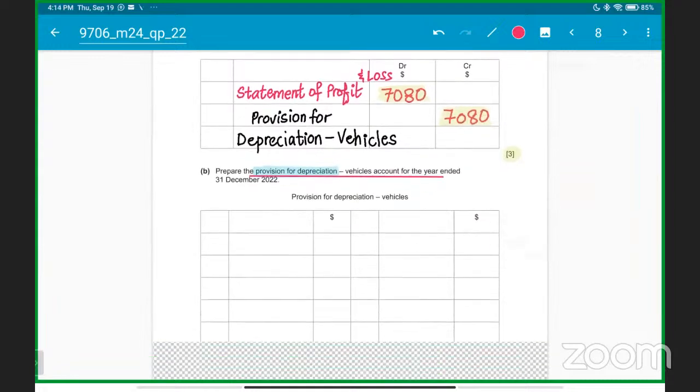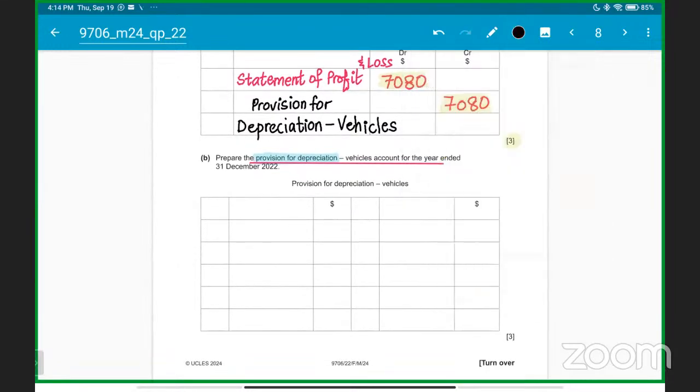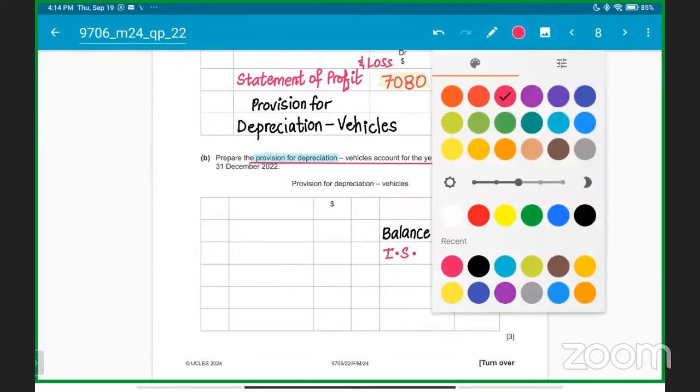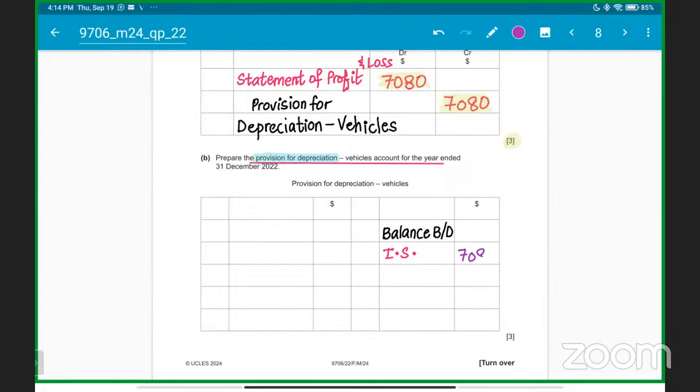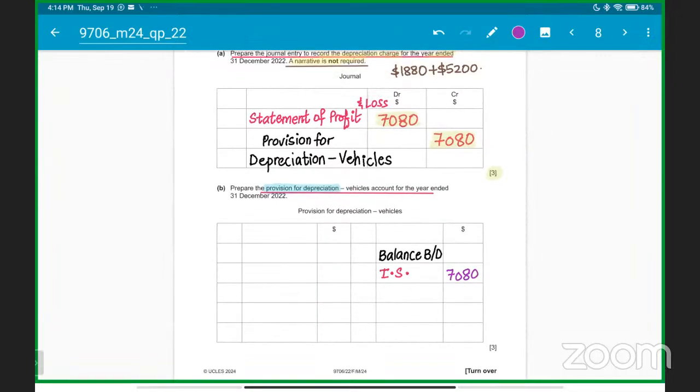Prepare the provision for depreciation account for vehicles. So very simple, we have to do it only for 3 marks. Balance brought down, because it's a contra asset, always comes on the credit side. And then you have the statement of profit and loss, or you can write income statement at the moment. This amount is already there, we have $7,080. It is the depreciation charge for the year, 7,080 for the year ended 31st December 2022.